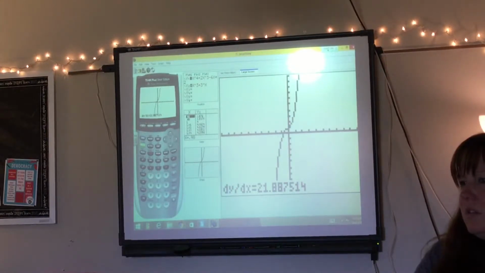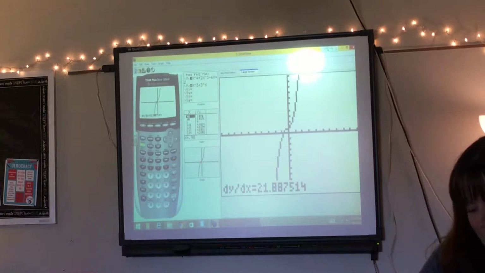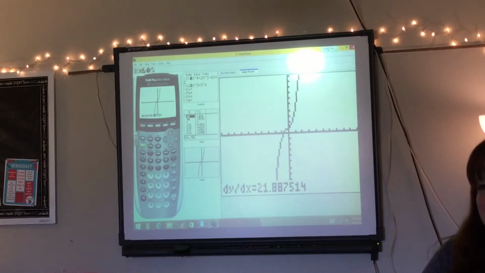No, just look at the y equals line. 17. Look at the top part. The dy/dx is the actual number. Okay, it's just showing up in a different part of your screen. It's just telling you what y is too. There we go. Yeah, we were just looking in the wrong spot. So where it says dy/dx, that's your derivative at that point.